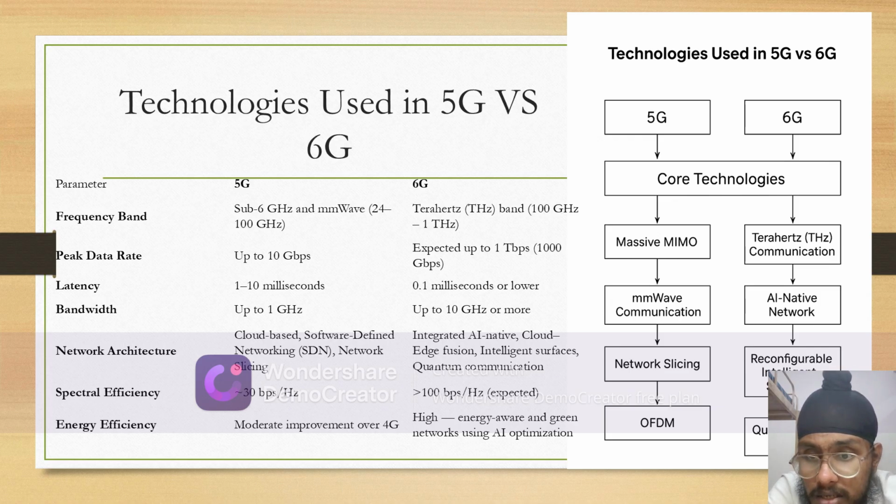And the last parameter, which is the energy efficiency parameter of 5G, is a moderate improvement over 4G. And the energy efficiency parameter of 6G tells high energy-aware and green networks using AI optimization.